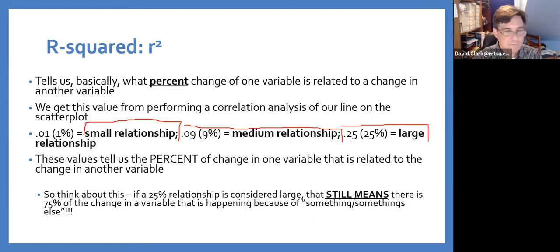Okay. So again, just understand that when you have a large relationship, that still means there's a whole bunch of mess that's accounting for other stuff. It's true, Carl. There's a whole bunch of mess that's accounting for other stuff. Okay.